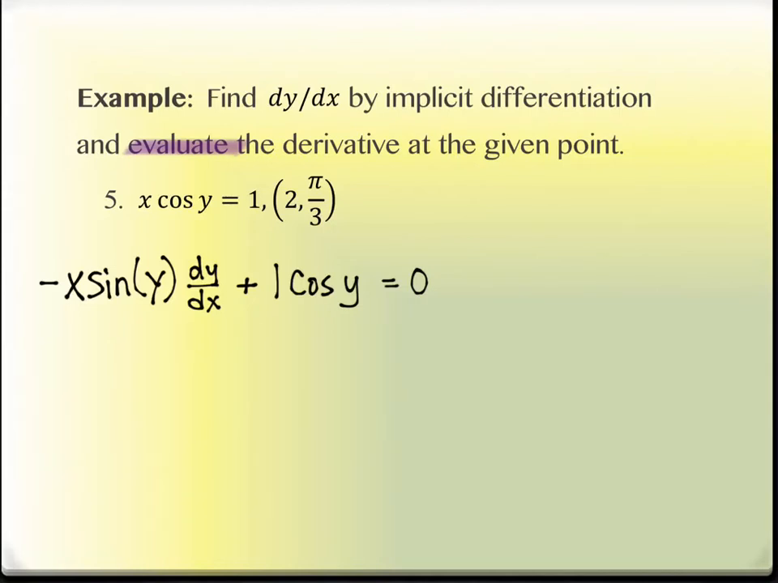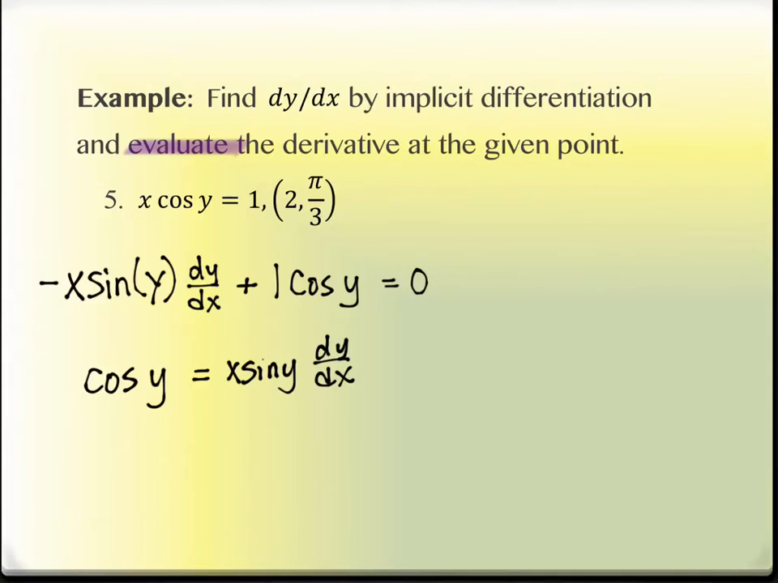It'll merge everything to the other side. So I'm going to move this piece because it's negative. I kind of like moving things and making them positive. That's my thing. If you don't want to move it that way, it's fine. But I'm going to move this piece over to this side. So I've got cosine of y on the left. And I have x sine y dy dx on the right.